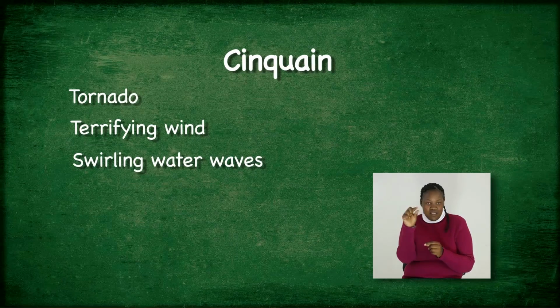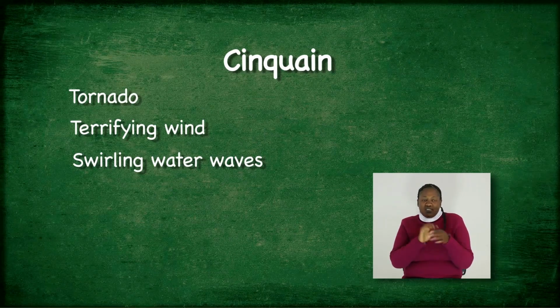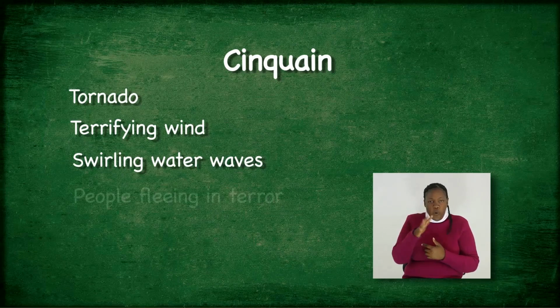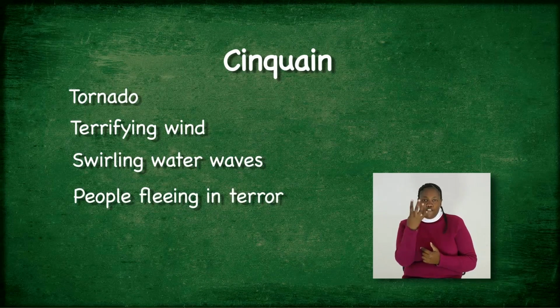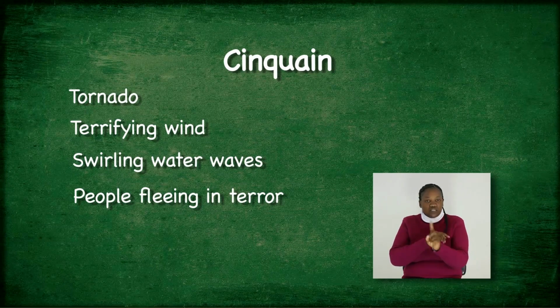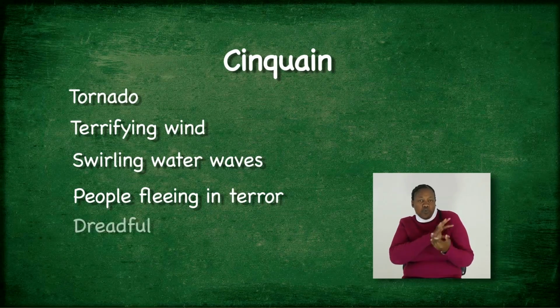Now, the fourth line, we have 4 words, which in another way describes what it does. For example, how people respond to it. People fleeing in terror. And in the last line, you have 1 word, summing up all you described about the subject into 1 single word. Dreadful. Wow, you have blown me away.